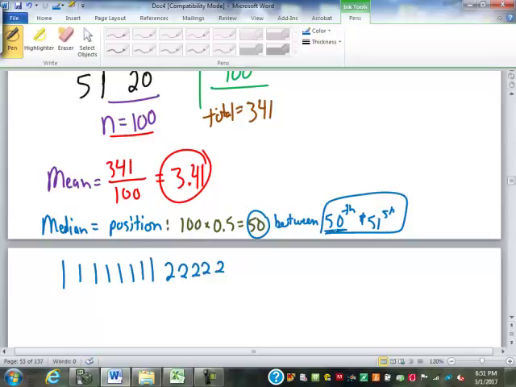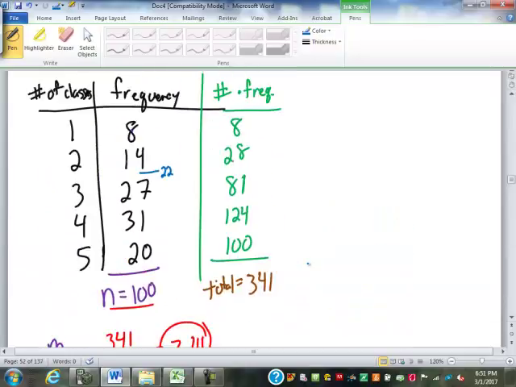Well, I've got to get up to the 50th number. So 8 and 14, I'm at 22 here. If I add 27 to that, where am I at? 49. So the last 3 in that list is the 49th number. Does that make sense?